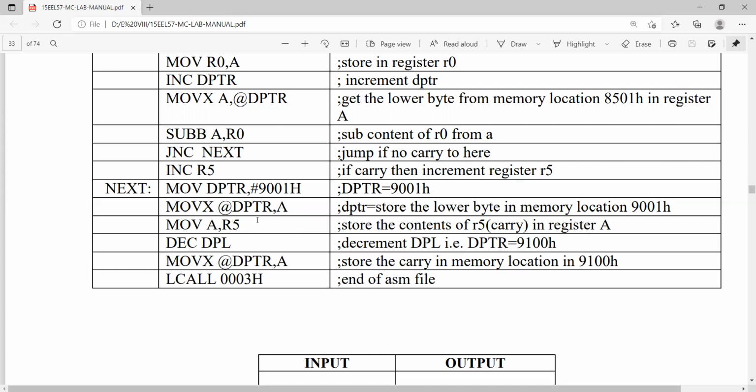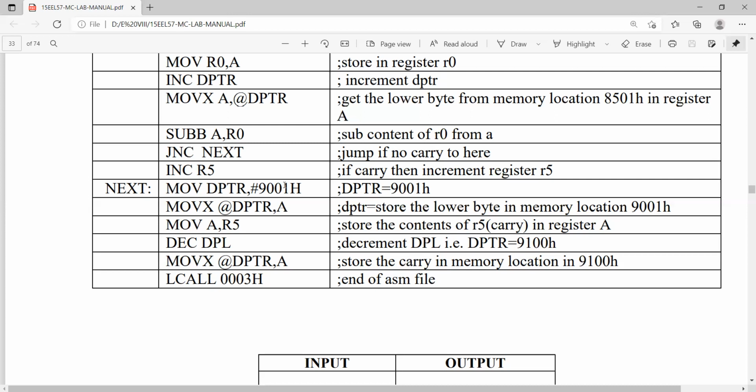Then this carry condition also you have to store. This carry condition is at R5, therefore you can transfer R5 to the accumulator. Then decrement the data pointer lower byte, so that is the 9000 location. The 9001 decrement means 9001 will become 9000.